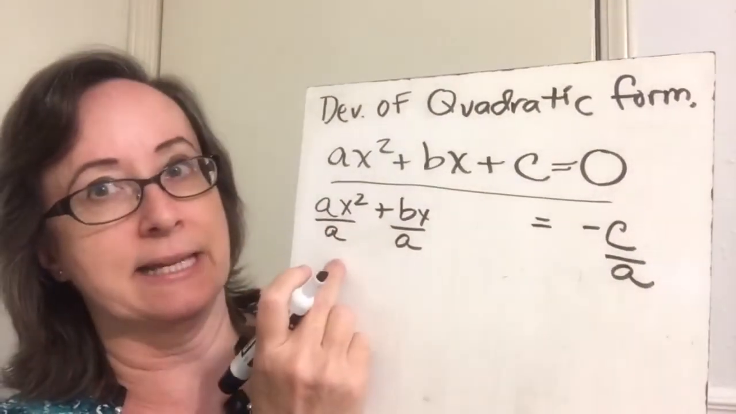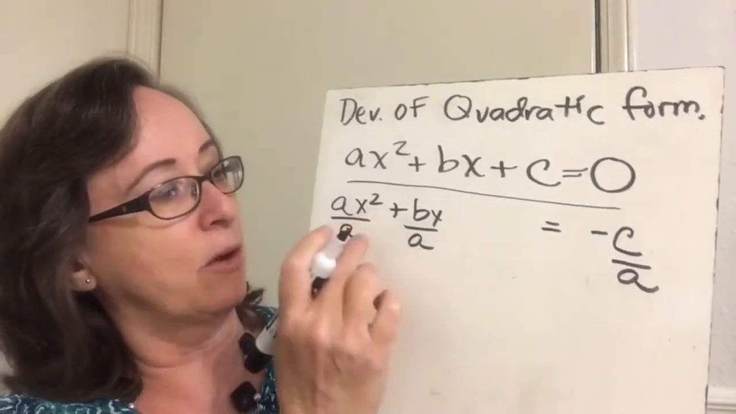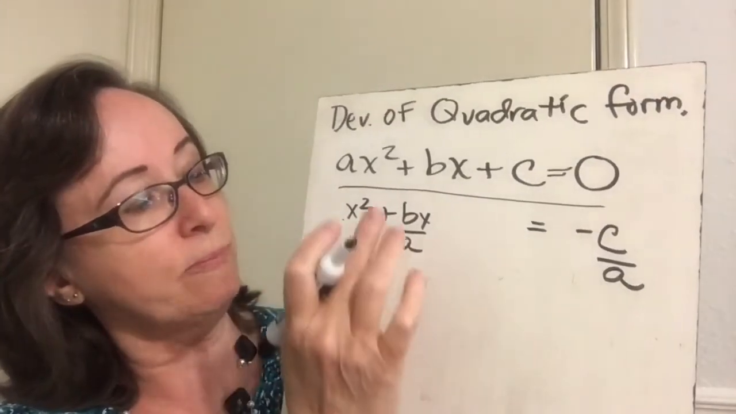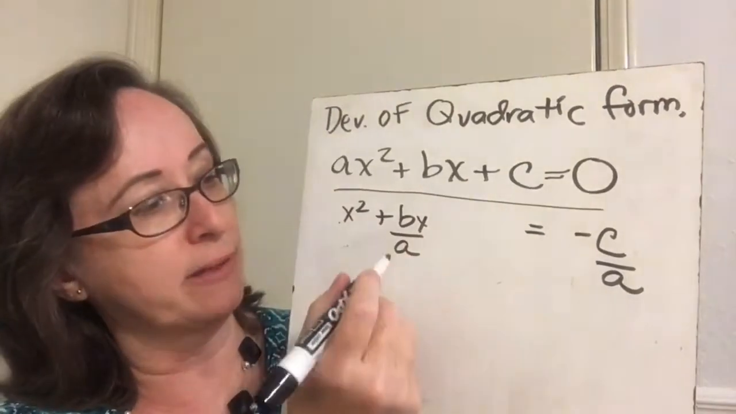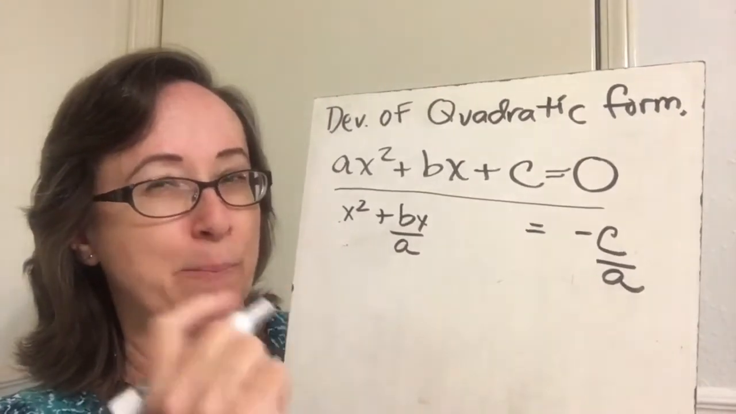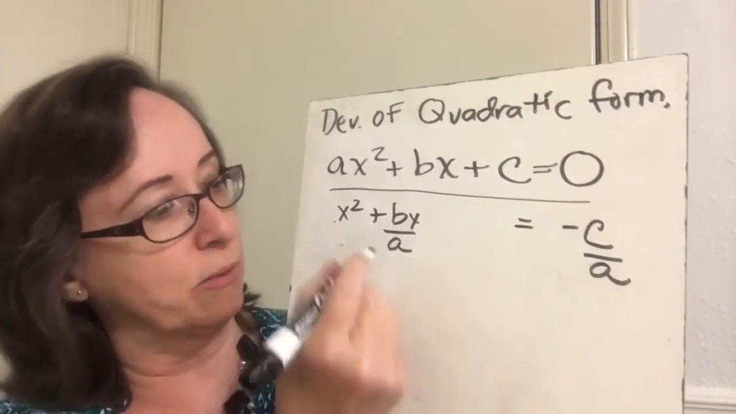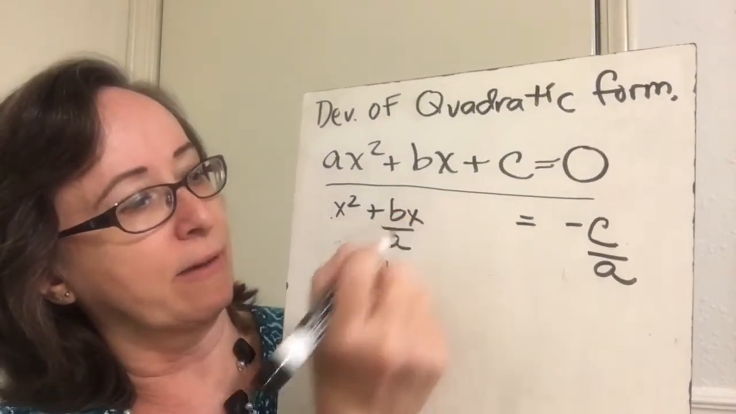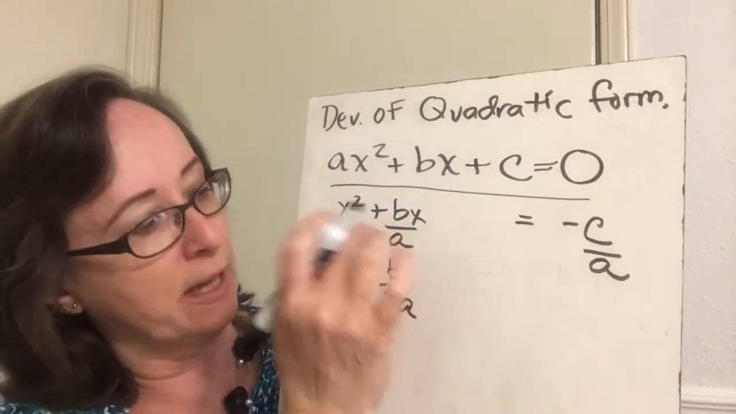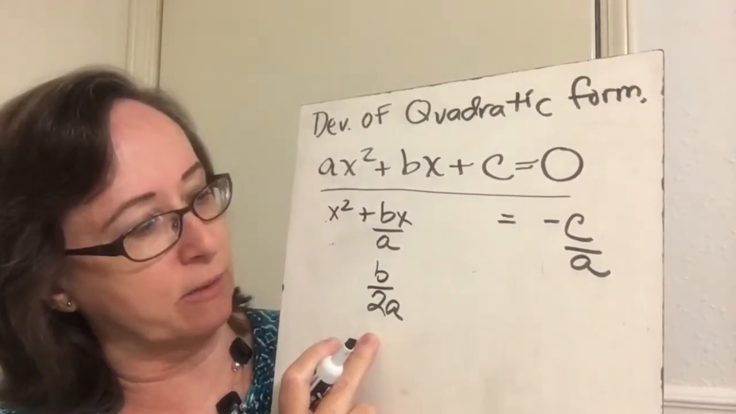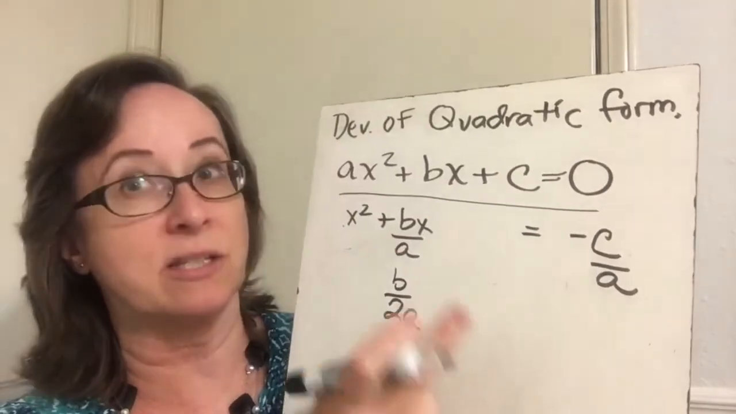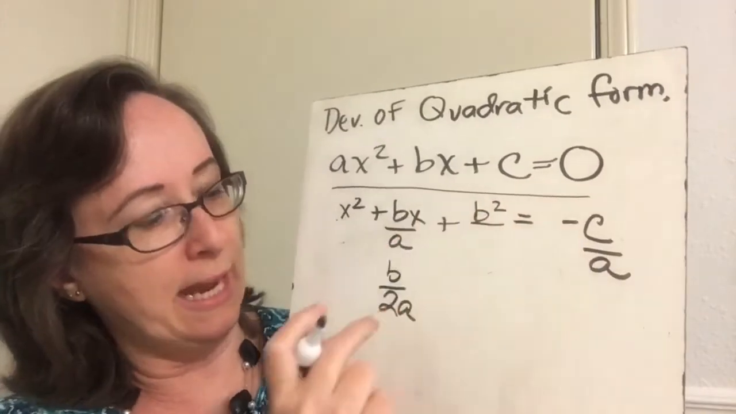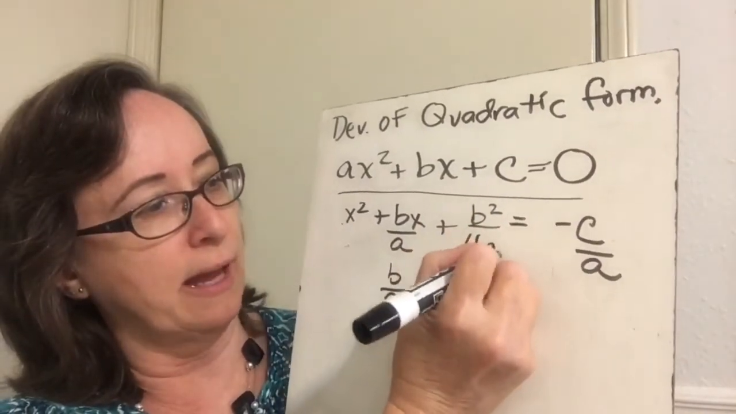And now this is a 1x squared. So I will just go ahead and make it a 1x squared. And now I cut this one in half. Remember, when I cut it in half, I multiply the denominator by 2. So I end up with b over twice a. Okay, b over a is the coefficient. b over 2a is when I divide it by 2. And then I take that number and I square it. So b squared is b squared. And 2a squared is 4a squared.